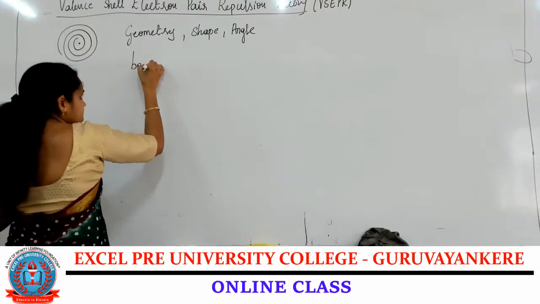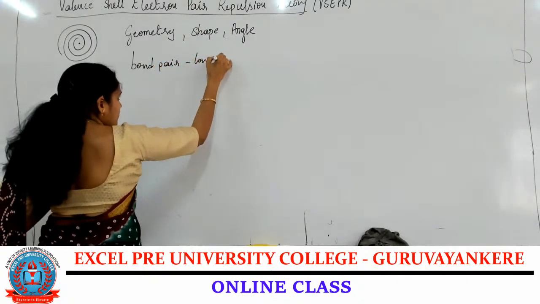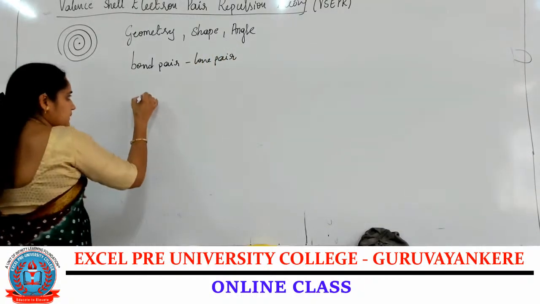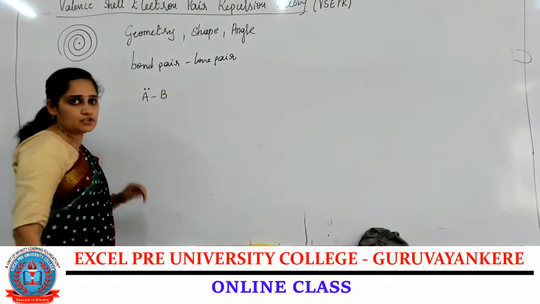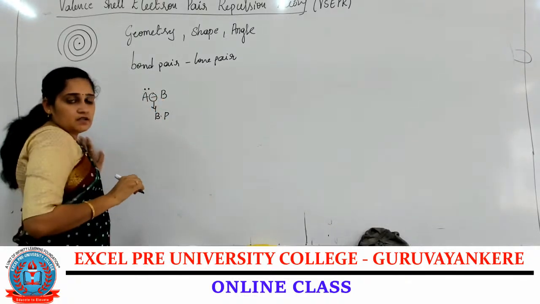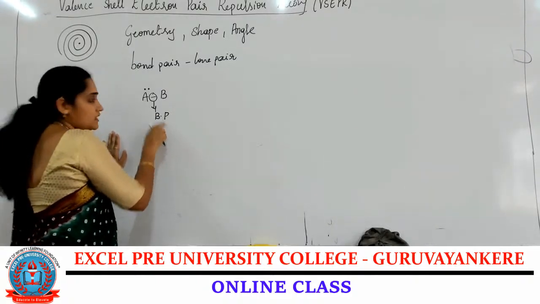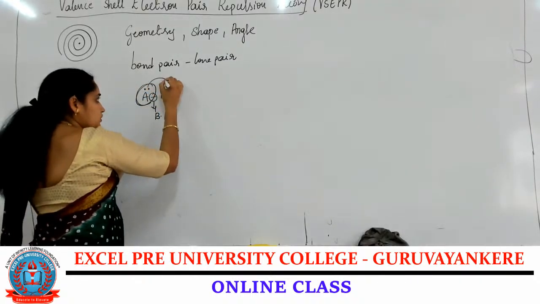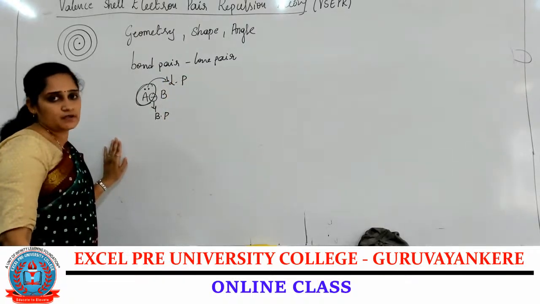One is bond pair, another one is lone pair electron. Bond pair electron and the lone pair electron. The bond pair electron is nothing but the sharing of the electron between the two atoms, which is the formation of the bond pair. Lone pair of electron is nothing but on the A atom, a pair of electron is present. That pair of electron is the lone pair of electron.